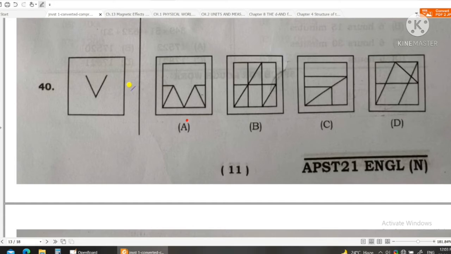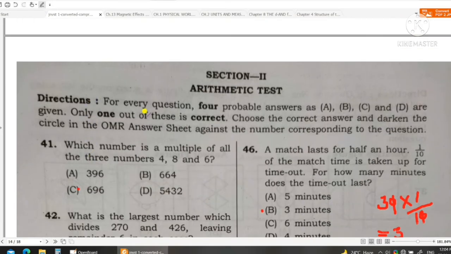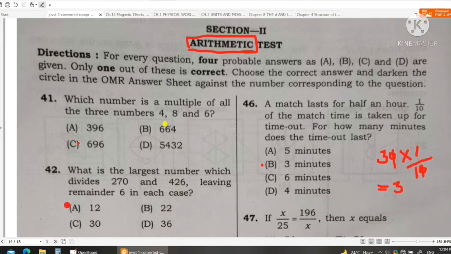Then question number 40, in which of the following is there a V shape. Here you can see in the first figure itself there is one V shape figure, so the answer is A. Now the next part is the arithmetic test. The arithmetic test is for your mathematics learning ability, how much you have learnt so far in mathematics. There are 20 questions in the mathematics section.